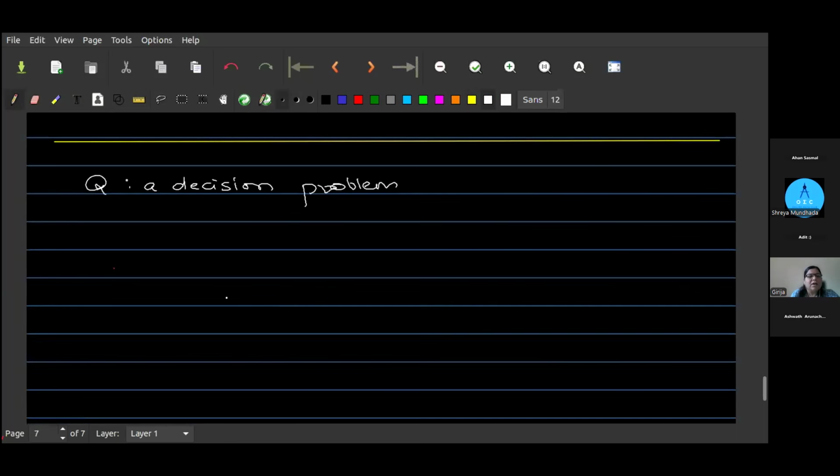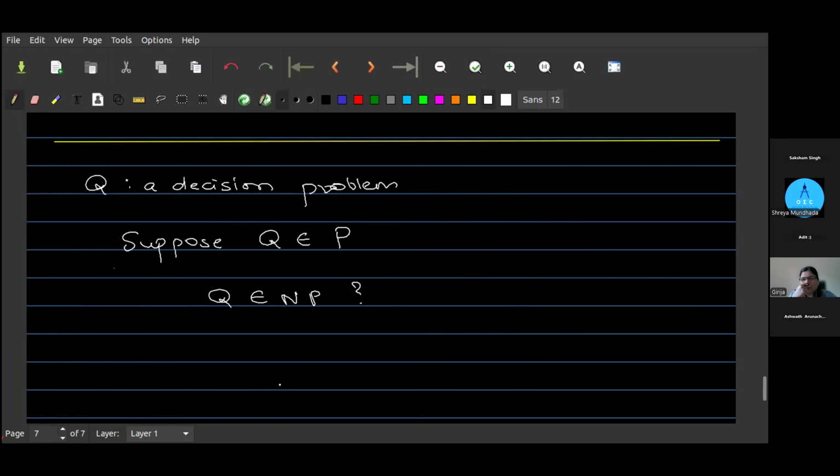Okay. Suppose I tell you that Q is in P class. What does that mean? Q can be solved in polynomial time. Then can I conclude that Q is in NP class? If I tell you that the problem can be solved in polynomial time, does it imply that the claim for that problem can also be verified in polynomial time?